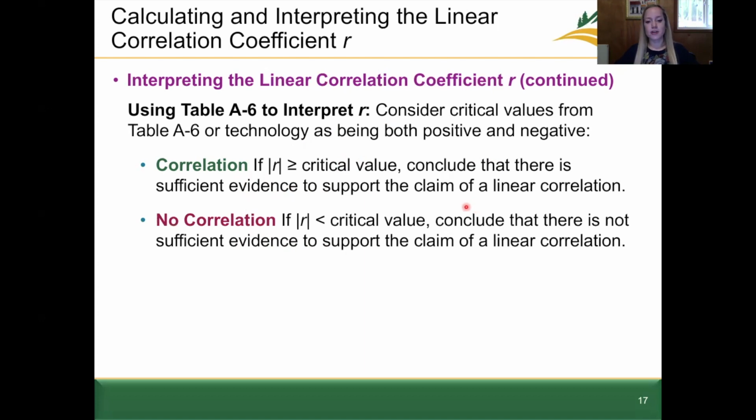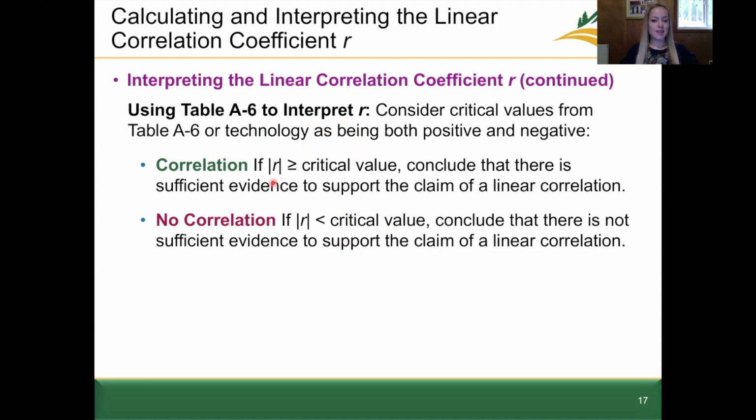Alternatively, if we find our critical value using table A6 and we compare that to our linear correlation coefficient R, and we find that the absolute value of R is less than our found critical value, then we conclude that there is not sufficient evidence to support the claim of a linear correlation. So for this method of interpretation, we still need our R value, but now we need a critical value to compare that R value to.